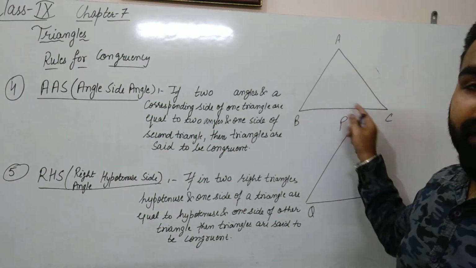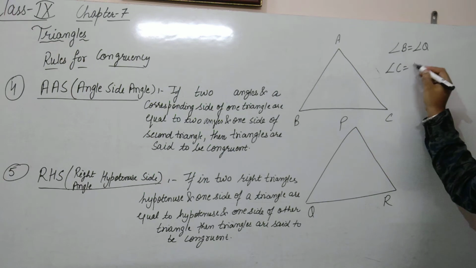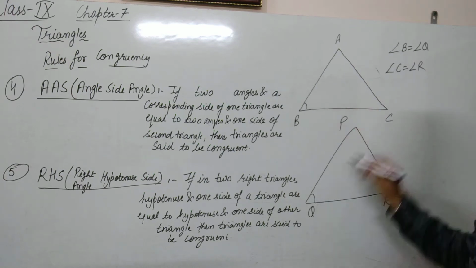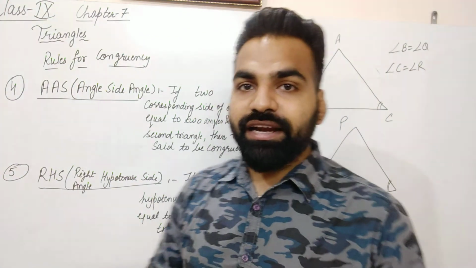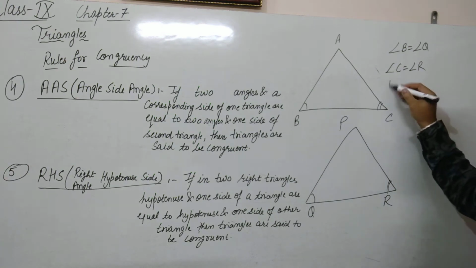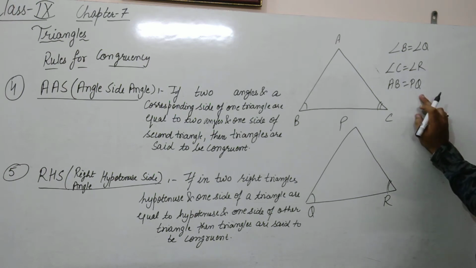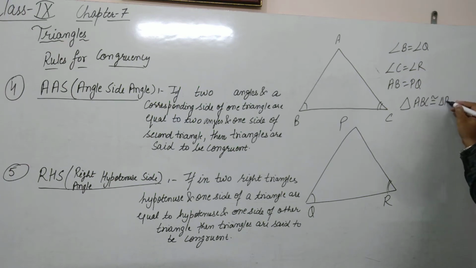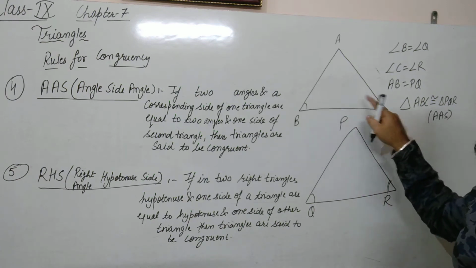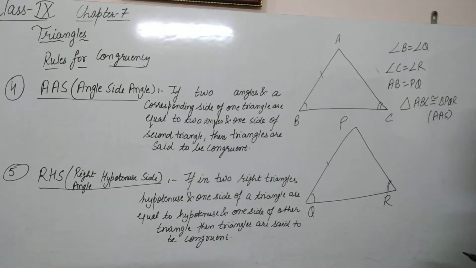So here let us see triangle ABC and PQR. Suppose angle B is equal to angle Q, angle C equal to angle R. These two angles are equal. And now we cannot take the included side. Let us take some another side here, that AB is equal to PQ. So two angles and one side. So this rule will be AAS, triangle ABC congruent triangle PQR under the rule angle angle side. This is angle and this is side. So this was angle angle side rule.